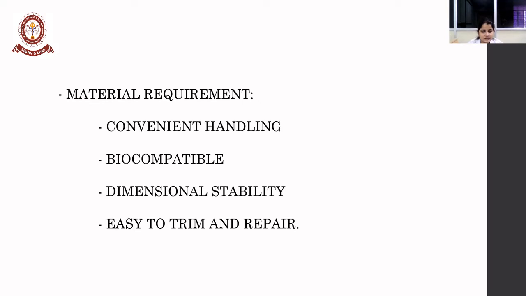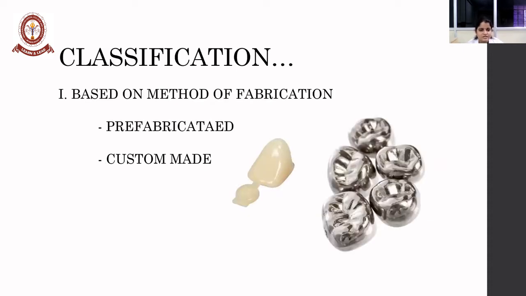So for that, the provisional restoration which we have placed has to be removed and replaced with the definitive prosthesis. For that purpose, it should be convenient to handle, and it should be easy to trim and repair as well. If there is any fracture in the provisional restoration, at that time also we can adjust and trim it within the restoration that we have already placed.